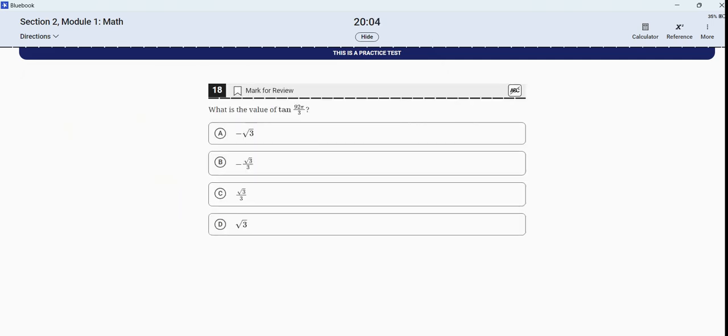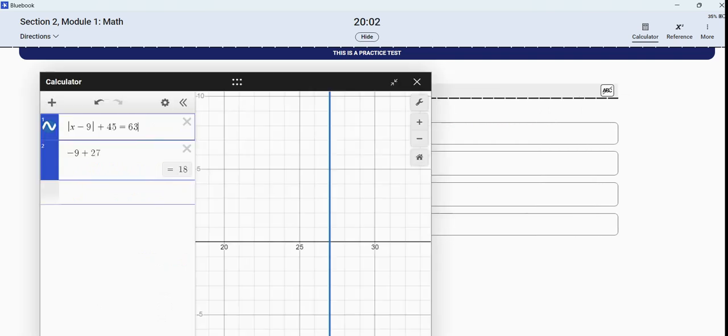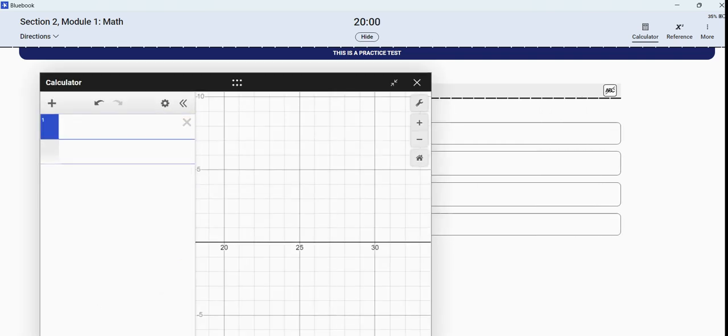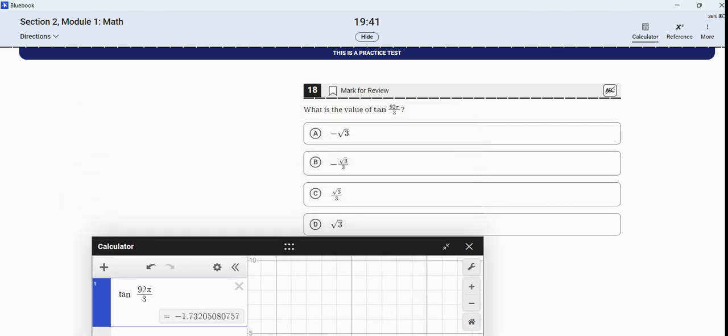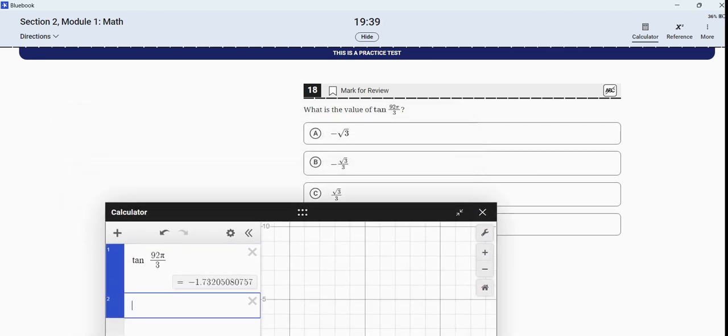What is the value of cosine of 92 pi over 3? So in case you don't know your unit circle, or just forgot, because that happens sometimes, you can obviously plug it into decimals. And we'll just do that, and we'll find an answer that matches. It's obviously negative square root 3. It's a negative. I was thinking it's A or B. I plugged in A and it matched.